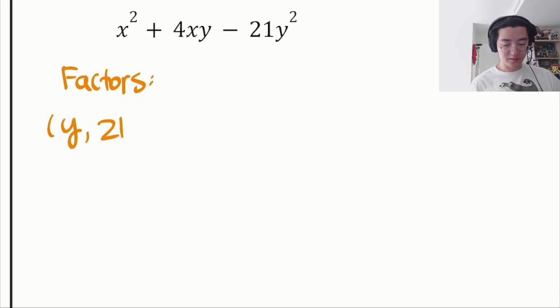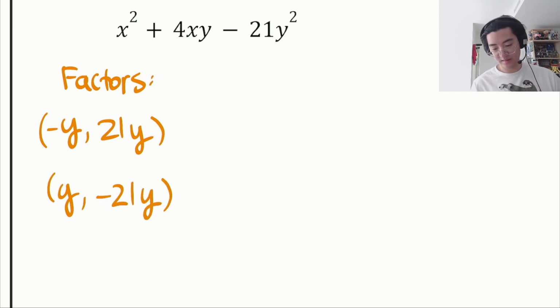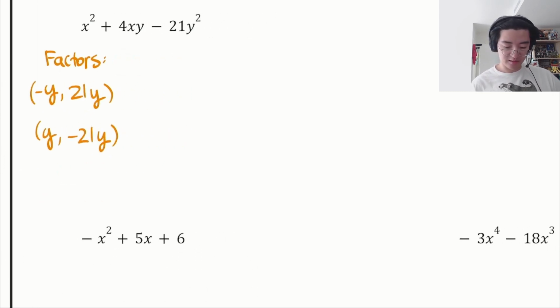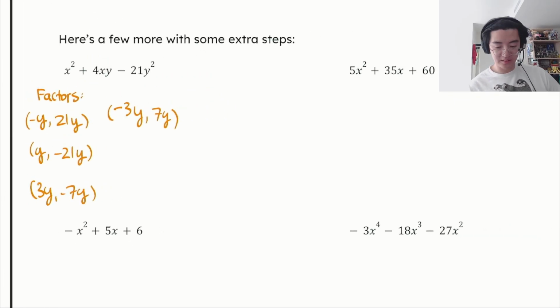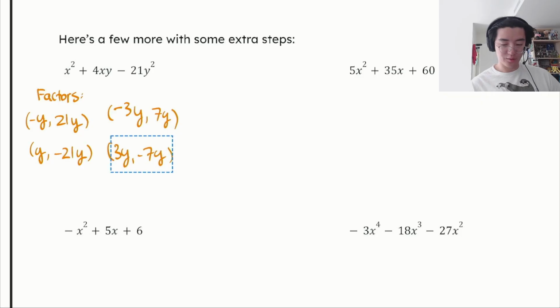We got y and 21y. Oh, actually, sorry. It's -21, so -y and 21y. Y and -21y. We got 3 and 7, so 3 and -7 and -3 and +7. Okay, now same thing. Which one will add up to 4xy?